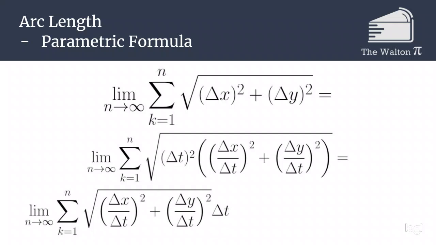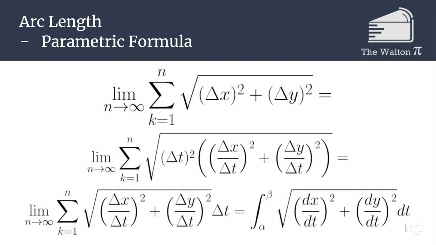By doing so, we are able to rewrite it, and it turns into the integral from starting to end, so from alpha to beta, of the square root of dx dt squared plus dy dt squared times dt.